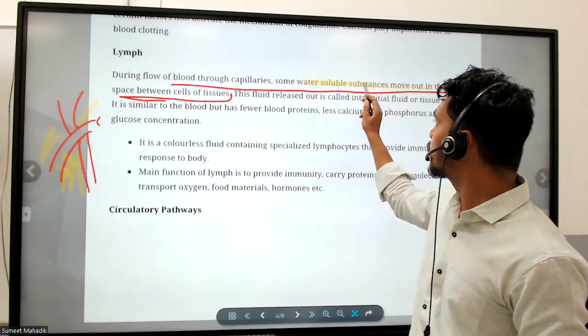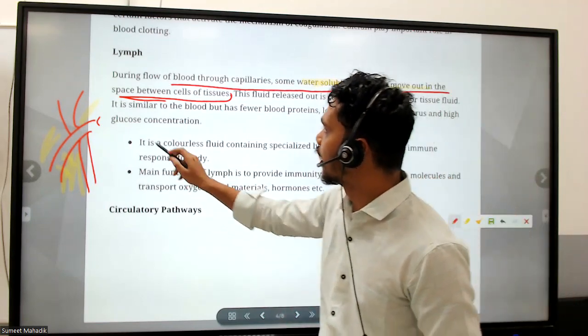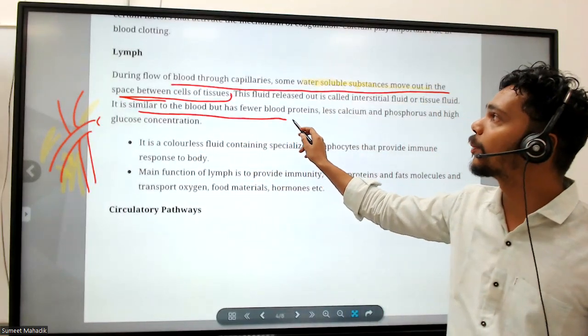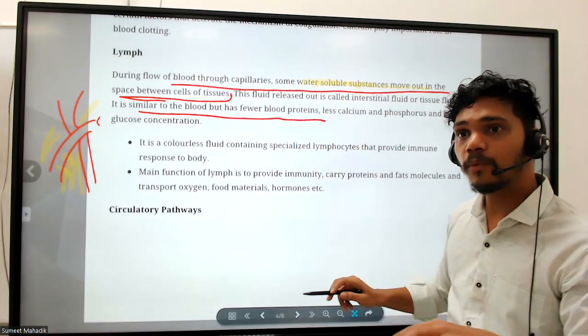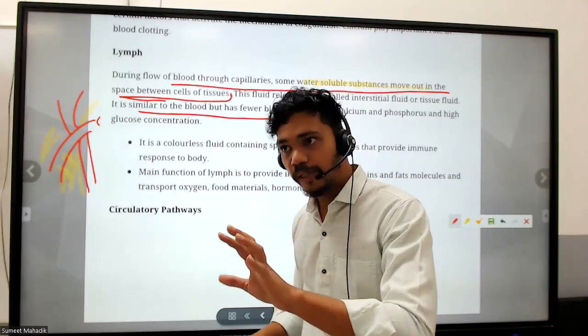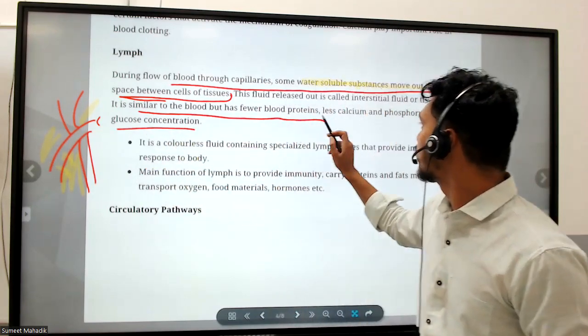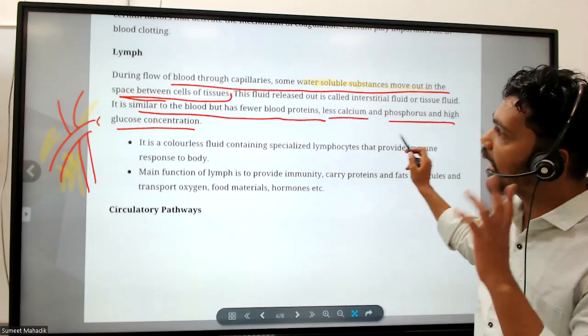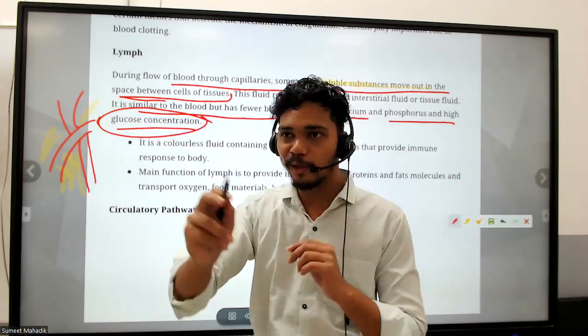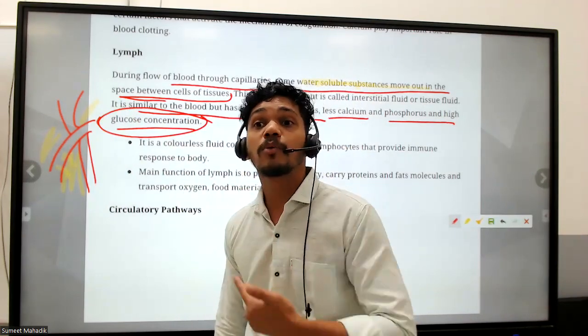Those are the water soluble substances that can come out from there. It's similar to the blood, but has fewer blood proteins. So lymph is nothing but filtered blood, filtered from the blood vessel membrane. It has less calcium and phosphorus, and a high glucose concentration. Why high glucose concentration? Because glucose is water soluble.